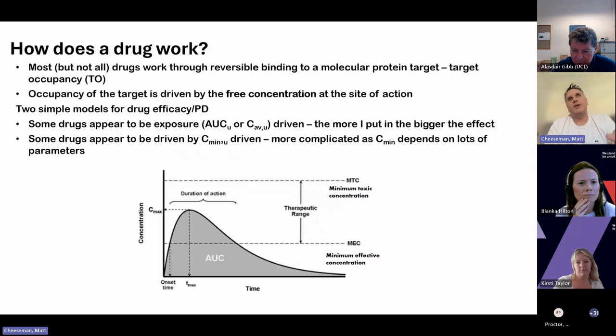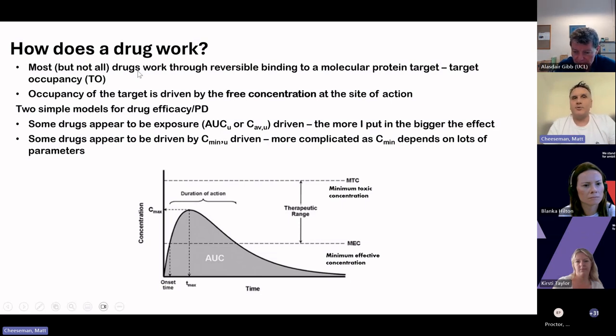Now, once we pull those two ideas together, we can understand the free concentration of our drug somewhat at the site of action, as long as you apply the theory properly. And then to pull in the PD part, we then apply how a drug typically would work. And this is where the modeling starts to come in.